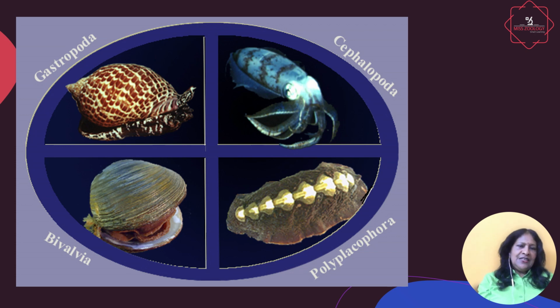Here you can see the beautiful shells of the different molluscans. You have the gastropoda with a highly coiled shell, the cephalopoda where the head portion is covered by a shell, polyplacophora where the shell is divided into several segment-like parts, and bivalvia where the shell is in two halves, each of them joining at a single point.